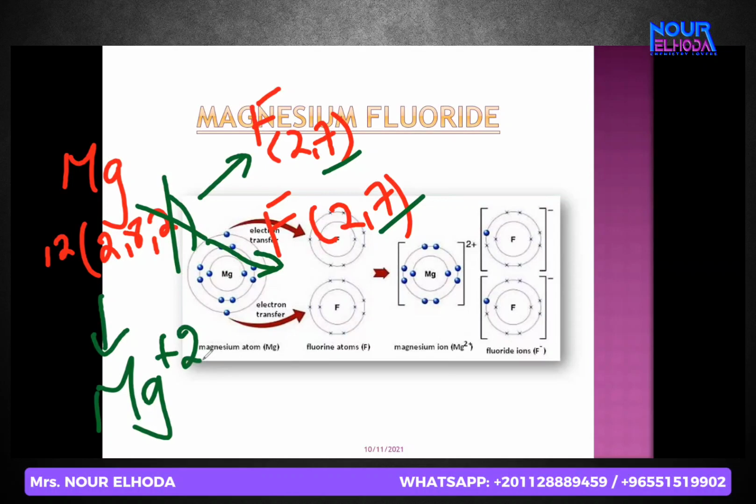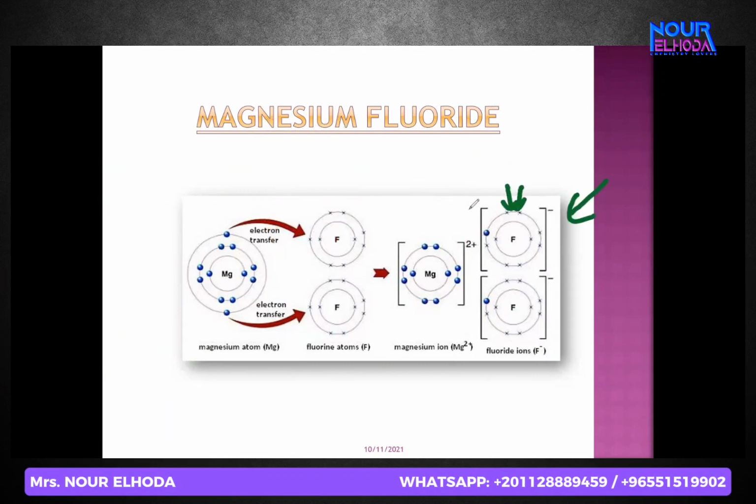Okay, what about the fluorine? Every fluorine will be 1 negative. Exactly. Why? Because you took 1 electron, so 1 electron is more than the protons. Easy? Any question? Okay, so the magnesium will be +2 and every fluorine will be -1. You see? Every fluorine, this is all dots, it took 1 cross. That's why it's negative.